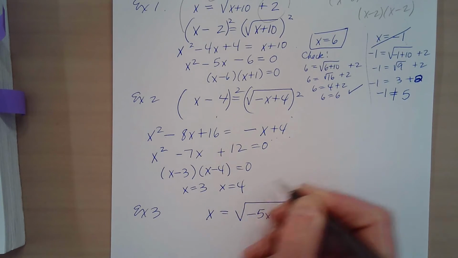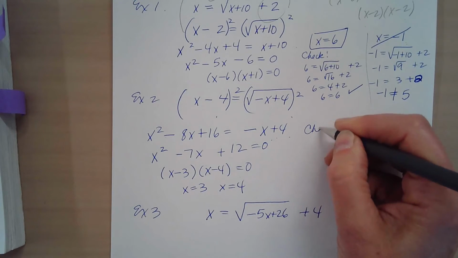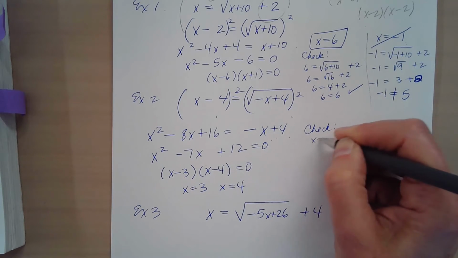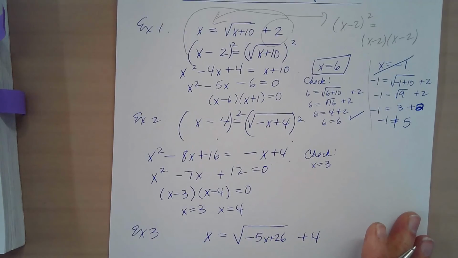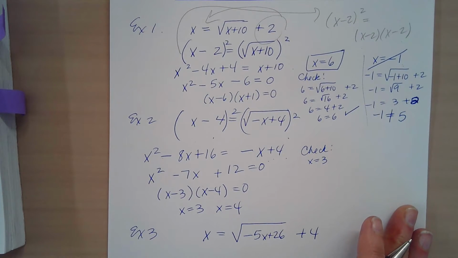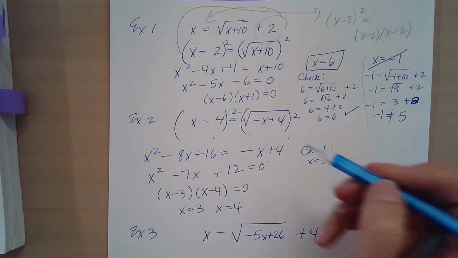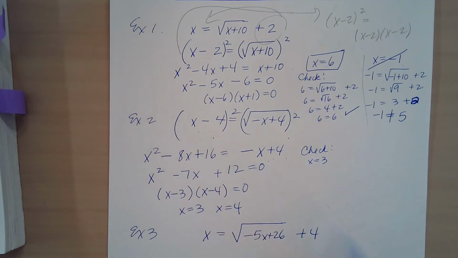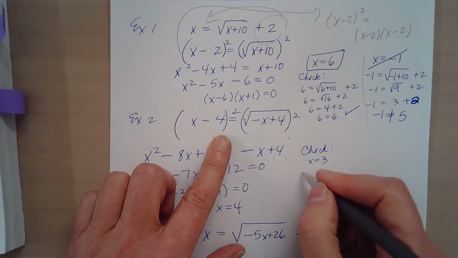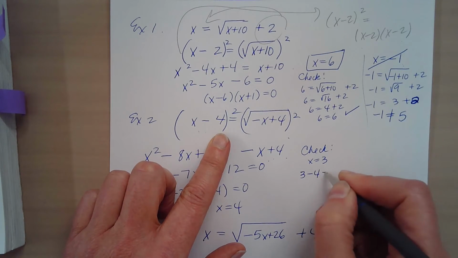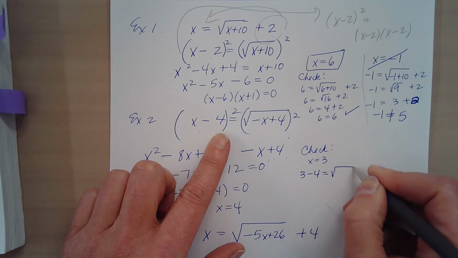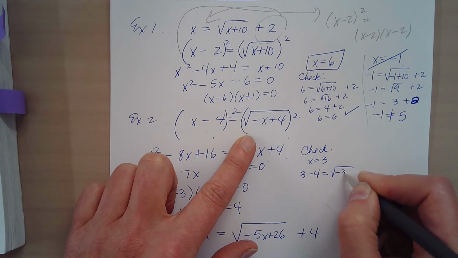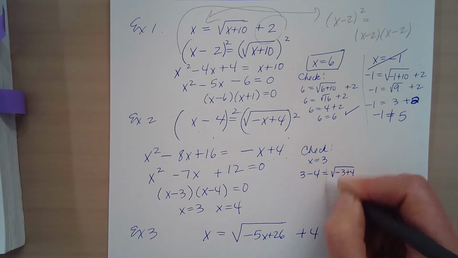I'm just not sure about them yet. So I'm going to check. X is 3. And I had this conversation with Jack. You always have to check in the original, whatever you were given originally. So what I was given originally was the x minus 4. So 3 minus 4 equals the square root of 3 plus 4. Let's see if that works.